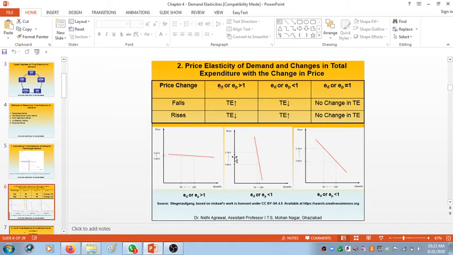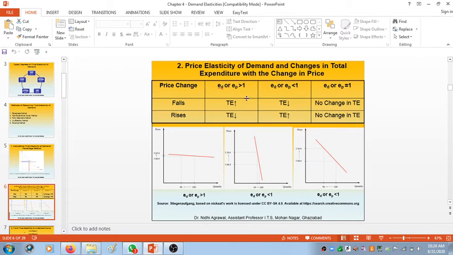The next method is known as the total expenditure method. We have taken three variables simultaneously here. Number one, in the first column we have taken price change. Two types of changes can be there: either price falls or price rises. And three elasticity values we have taken: price elasticity greater than 1, price elasticity less than 1, and price elasticity equal to 1. With response to the change in price and a particular value of elasticity, we have to focus on what will be the change in total expenditure.